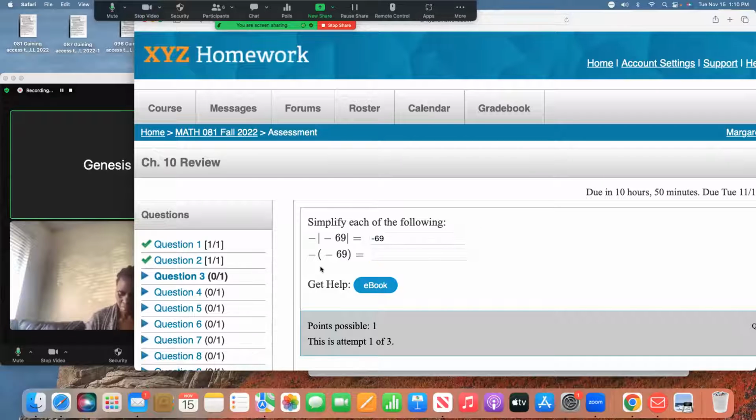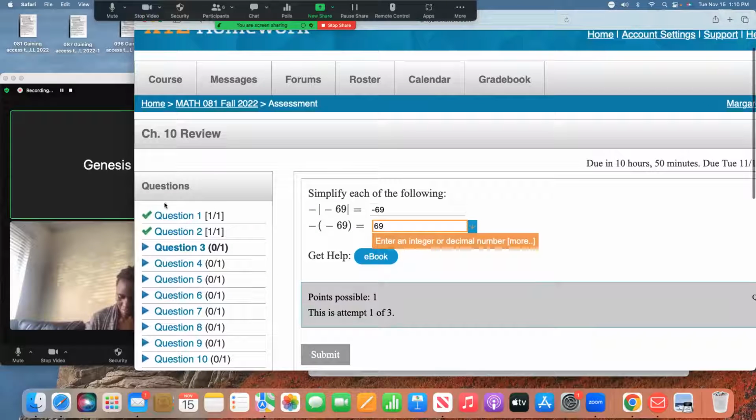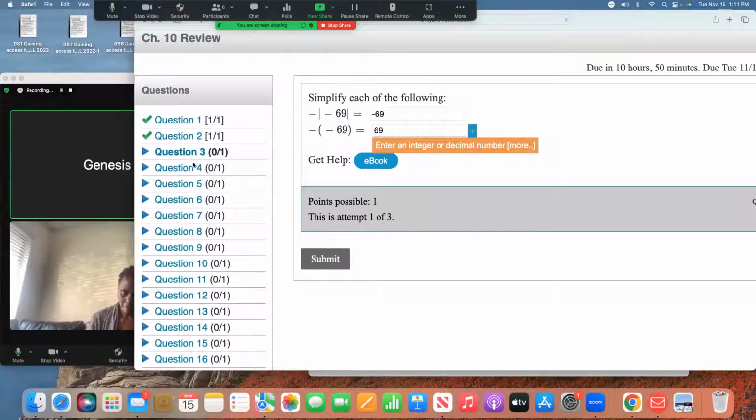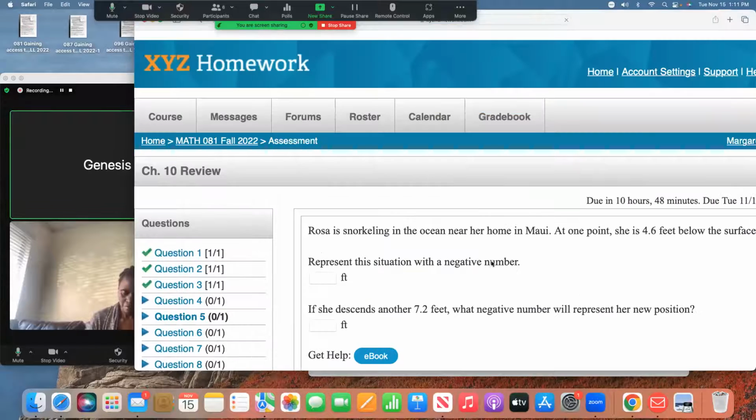What's different about this second one, there's no absolute value. It's just the opposite of a negative. Or it's like the multiplication where two negatives make it positive. This one ends up being positive. So in the first case, we had to deal with the absolute value first, and it became positive, or just 69. Then one more minus made it negative. But in this case, the two negatives make it positive. Let me see if I can do it this way and skip it like that.